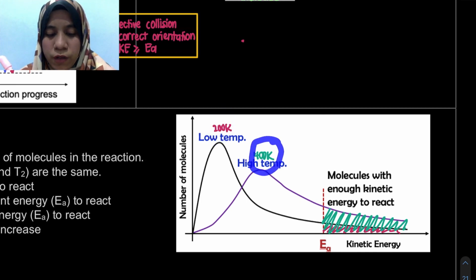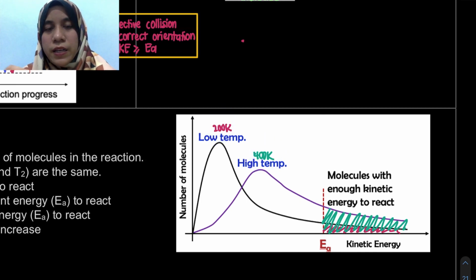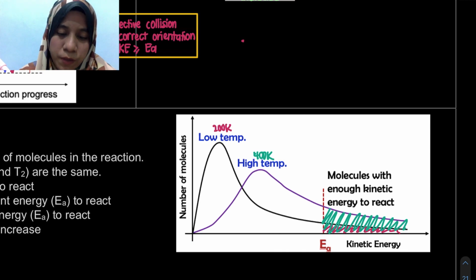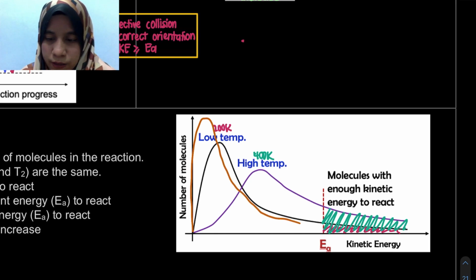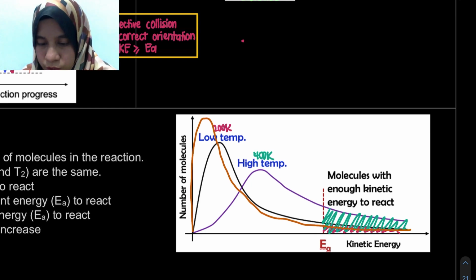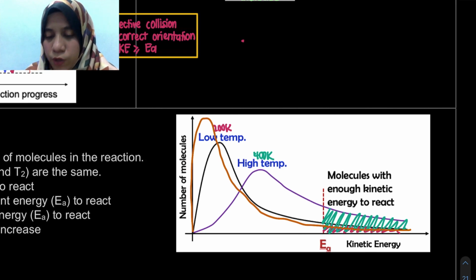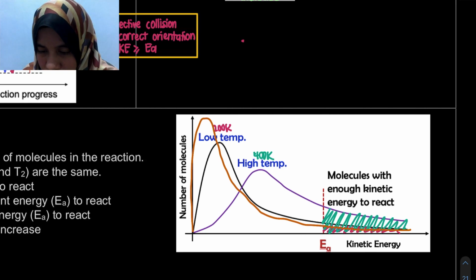So let's draw if the temperature is lower still. What happens? It will be like this, a wider and flatter shape. Can you see? When we shade the number of molecules greater than or equal to activation energy, it has a very small one, smaller compared to the red one. The red one is actually here.